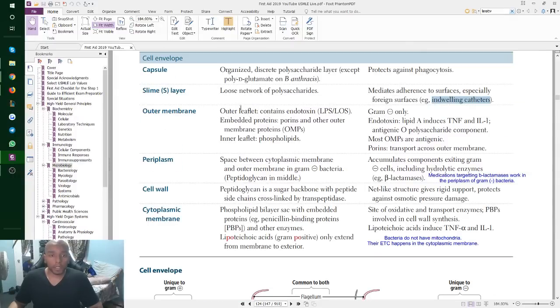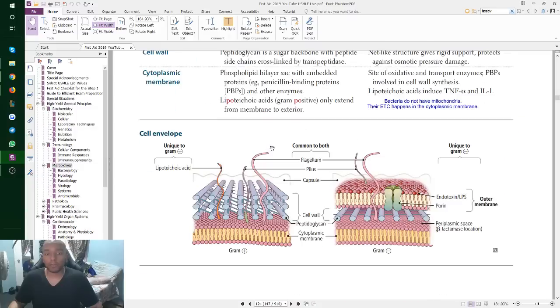And they go on to tell you that the outer leaflet contains endotoxin, which can be lipopolysaccharide or lipooligosaccharides, embedded proteins like porins and other outer membrane proteins, and an inner leaflet that has phospholipids, right? And you can see all of that here. So you can see this porin protein right here. There's endotoxin, which can be lipopolysaccharides, right?